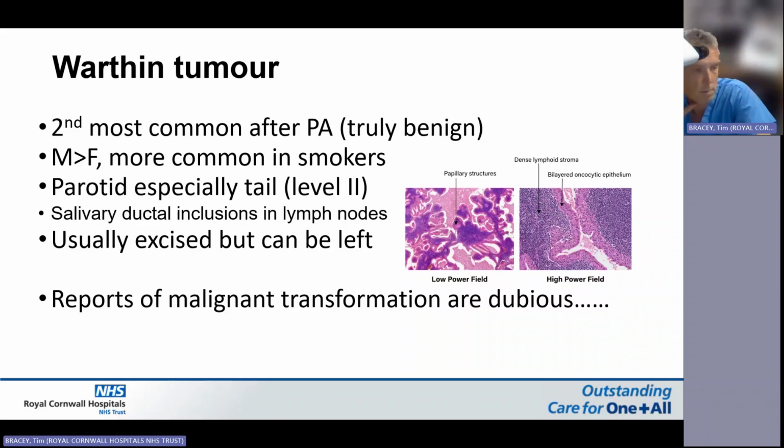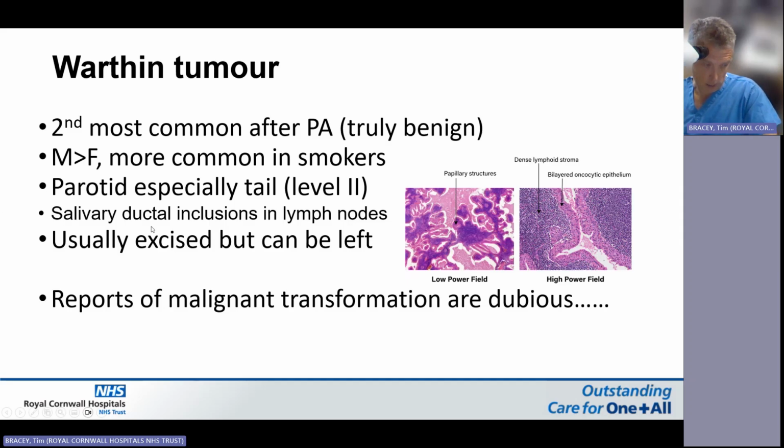So this is the second most common benign tumor after pleomorphic adenoma, and this is truly benign. If your surgeons diagnose this and want to leave it alone in an elderly patient, that's perfectly fine if you're confident with the diagnosis. It's more common in males and it's more common in smokers for some reason. We don't know why. It tends to occur most commonly in the parotid and particularly the tail. So you might get these cropping up in what the ultrasonographer might describe as level 2 in the neck. It's actually the tail of the parotid that sneaks down alongside that nodal chain.